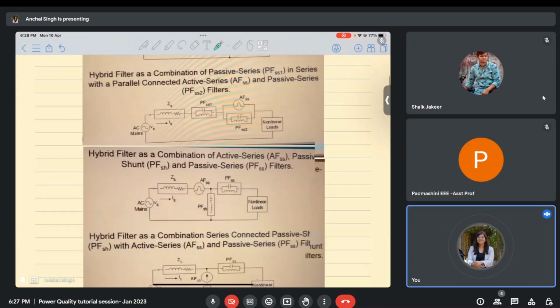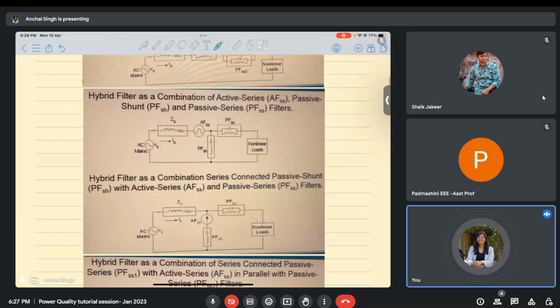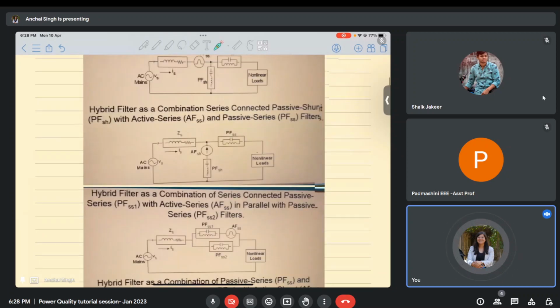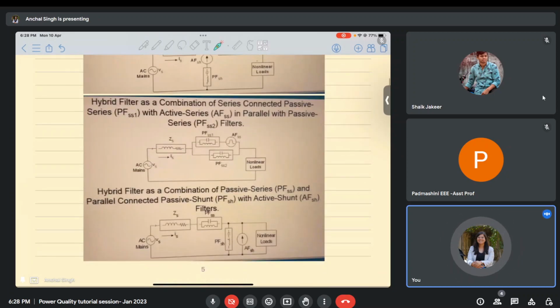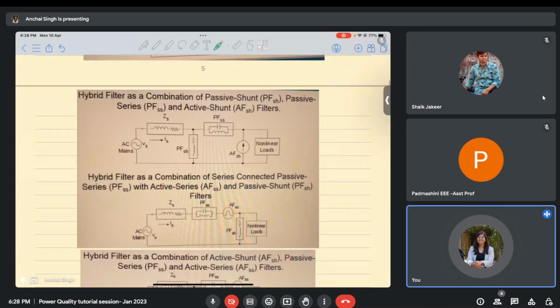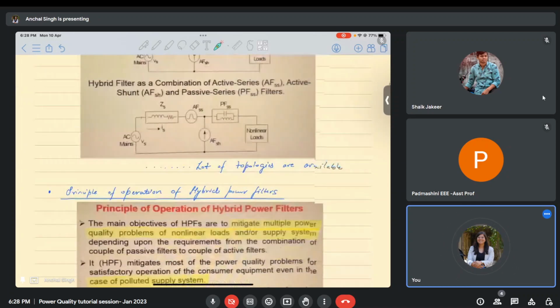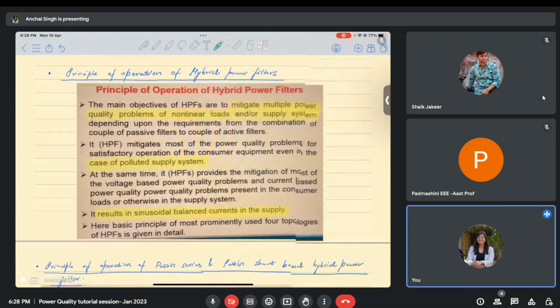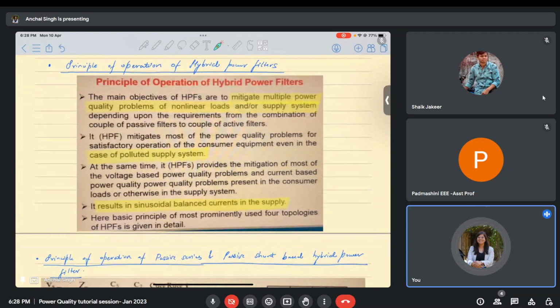Okay, these are a lot of topologies that were discussed in the class. You could just go through the diagram in order to get an idea of what kind of topologies you could come across while talking about hybrid filters. Okay, the basic principle is always the same. They will have an active component or a passive component. So the basic principle will always stay the same. Okay. Now let us discuss the principle of operation of hybrid power filters.